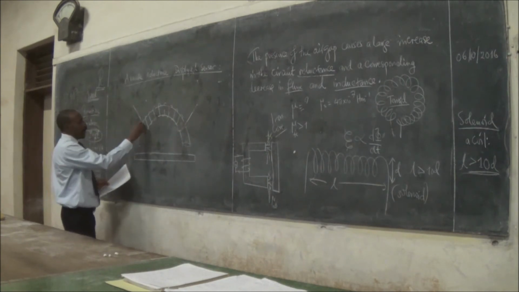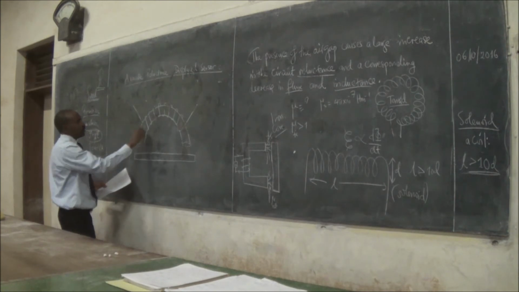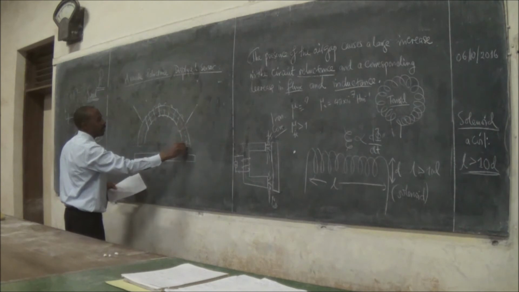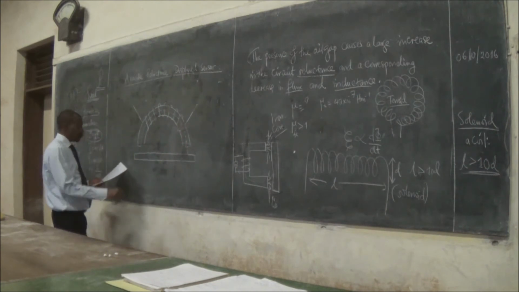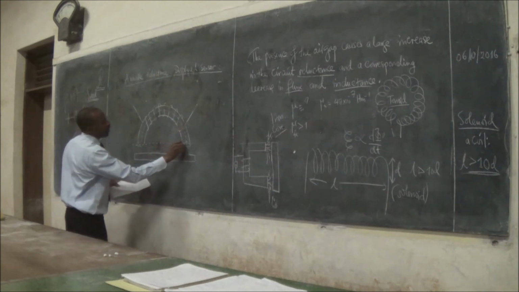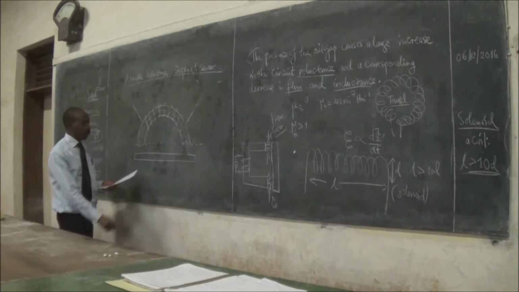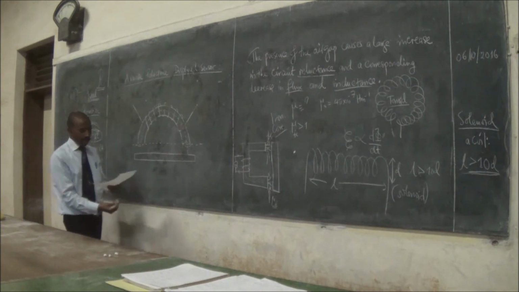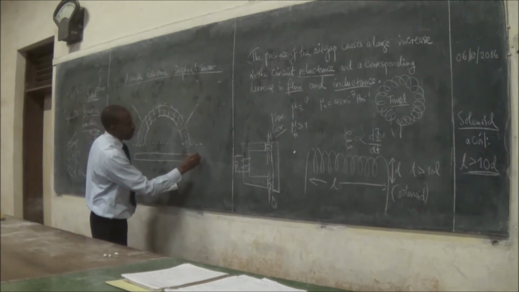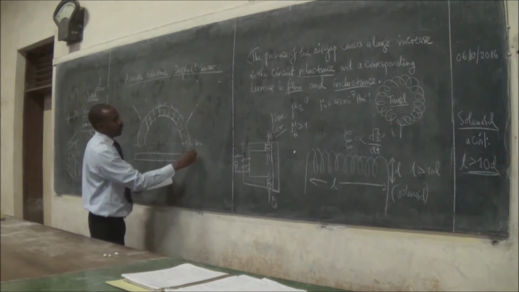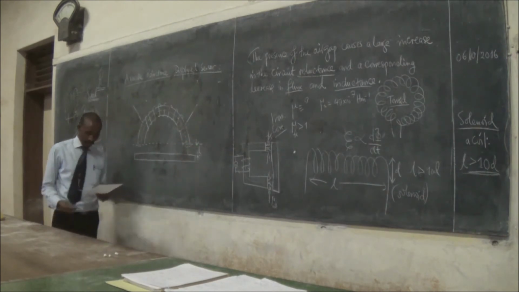So if I will have the field along this semi-toroid, and I can have this part to show the distance from the semi-toroid to the armature, so if this is our D, the air gap.